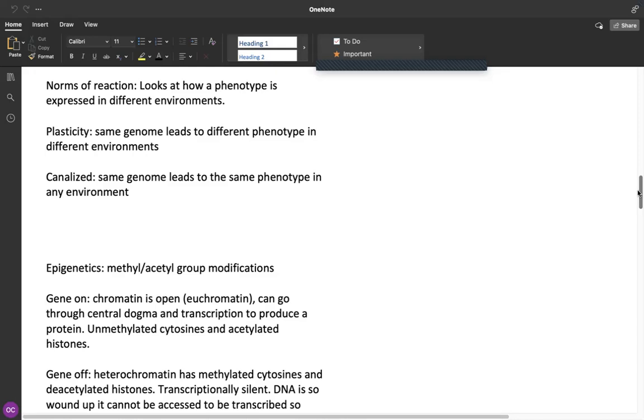And then canalized is essentially, in contrast to dogs, could be cats. They all pretty much look the same. They're all cats, so the same genome leads to the same phenotype in any environment.